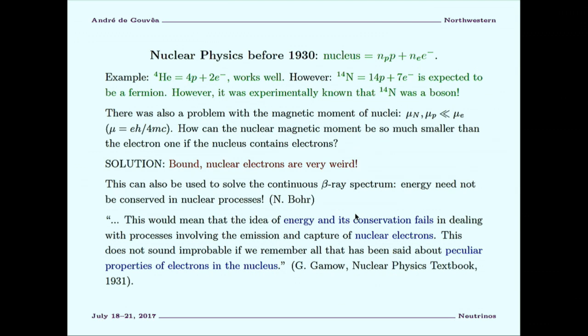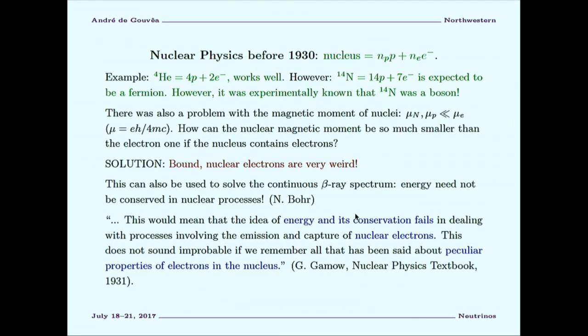And here's the model of nuclear physics in the 1920s and 1930s. It's a great model, and it works very well. So you have a nucleus, and you say that the nucleus is made out of protons and electrons. Most of the mass comes from the protons, and the electrons are there to make the charge work out. So this is the model. And with this model, you can make a lot of predictions. So for example, helium-4 is 4 protons and 2 electrons. That works ridiculously well. But then people started running into other problems.